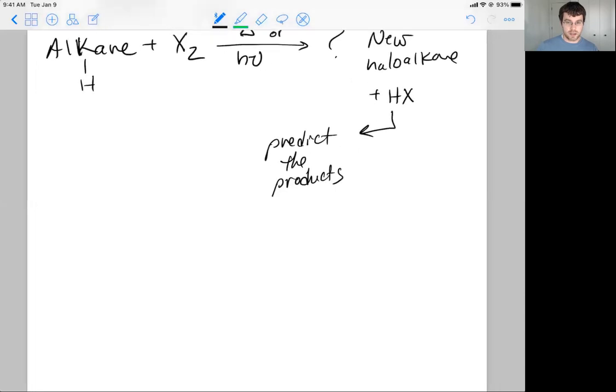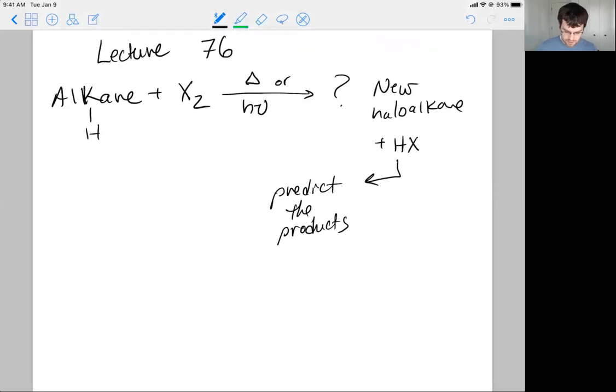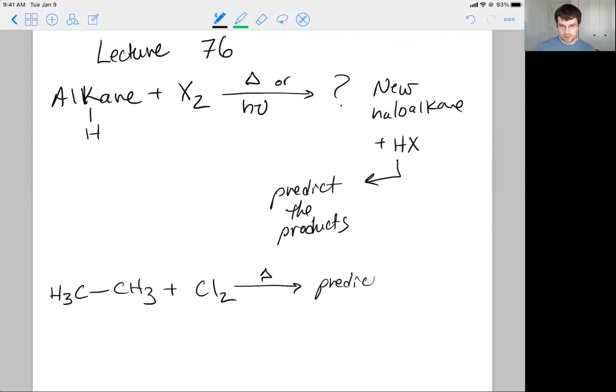So let's say we have ethane, which I'll write out as an abbreviated Kekulé structure. And I'm going to mix that with diatomic chlorine, and I'll apply a triangle, some heat, to it. And what I want to be able to do is predict the products. Now, for the most part, we're only going to see one chlorine atom add to the alkane.